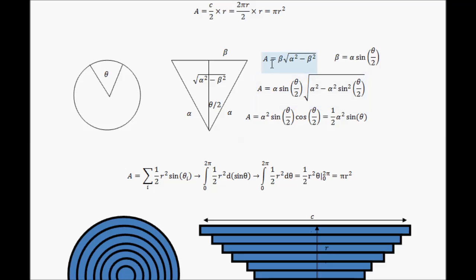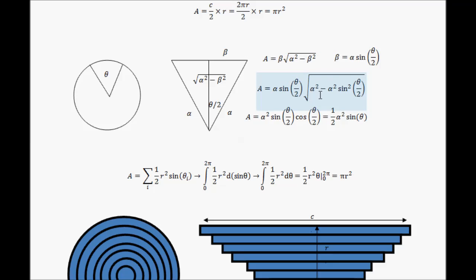So we need to express beta in terms of alpha, and we can do that using trigonometry. Of course, this angle is going to be theta over 2, because we define this angle here to be theta. So we've cut this big triangle in half, so this angle is going to be theta over 2. By the definition of sine, beta over alpha, that's the opposite side over the hypotenuse, is going to be the sine of this little angle here, the sine of theta over 2. So just taking alpha onto the other side, we've got an expression for beta in terms of alpha. So substitute this alpha sine theta over 2 for all the betas, and we get this.